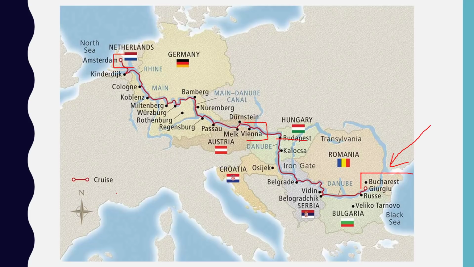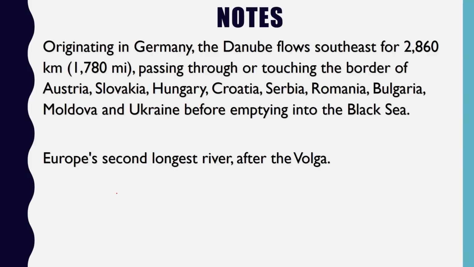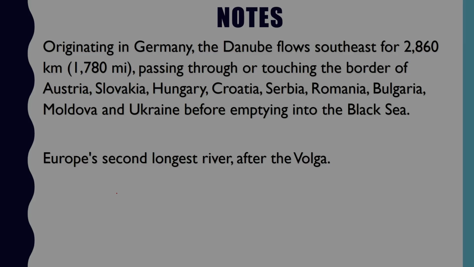And let me tell you a little bit about the river Danube. It originates in Germany, and the river Danube flows southeast for a lot of kilometers, passing through or touching the border of Austria, Slovakia, Hungary, Croatia, Serbia, Romania, Bulgaria, Moldova, Ukraine, before it is emptied into the Black Sea. It is, of course, the second longest river in Europe after the river Volga. River Volga flows in Russia.